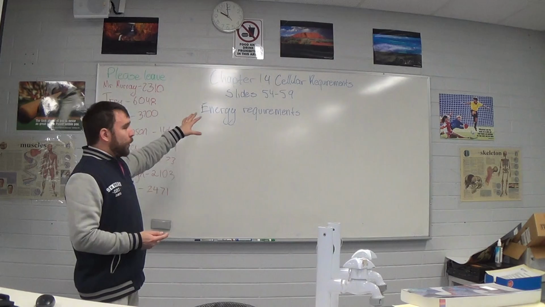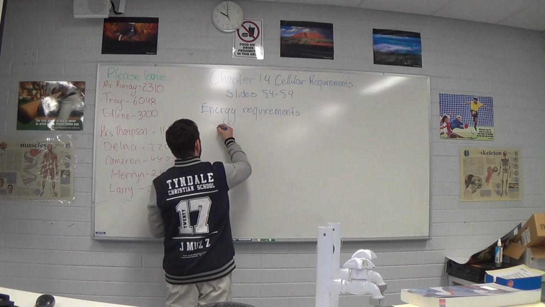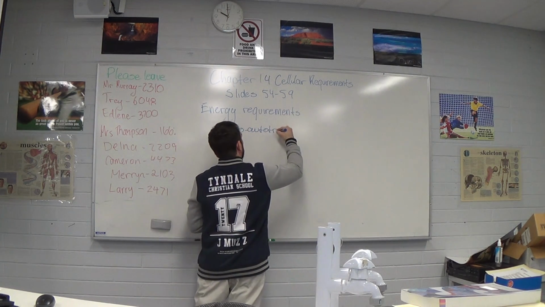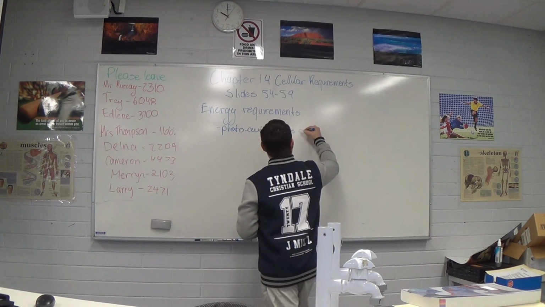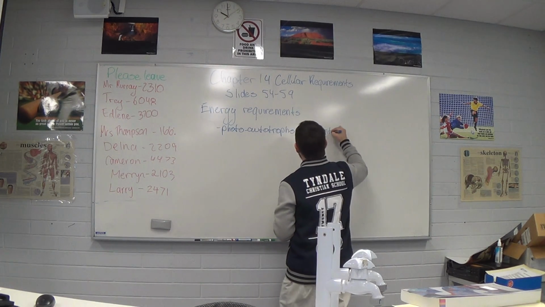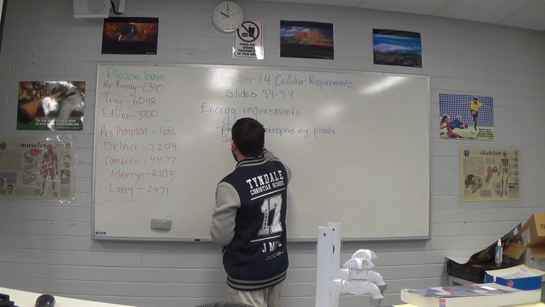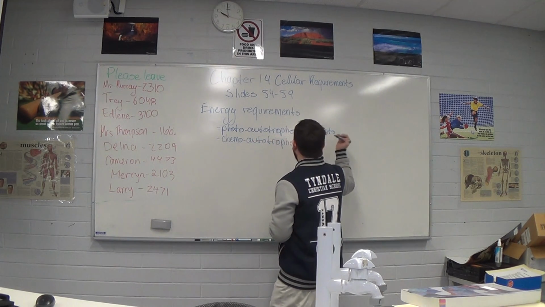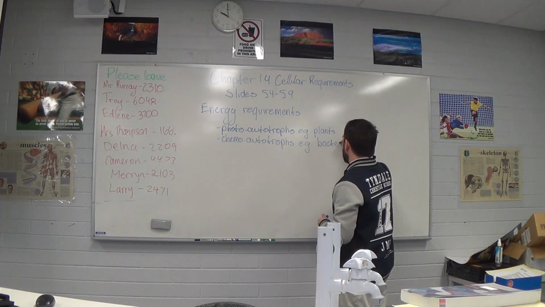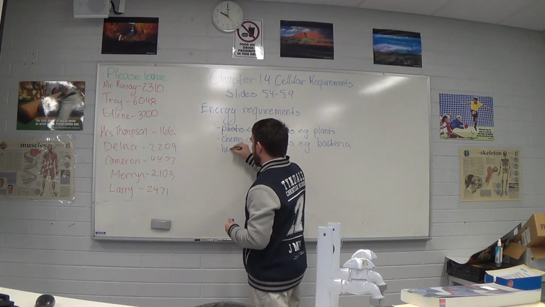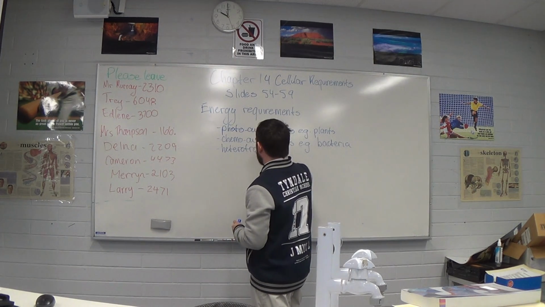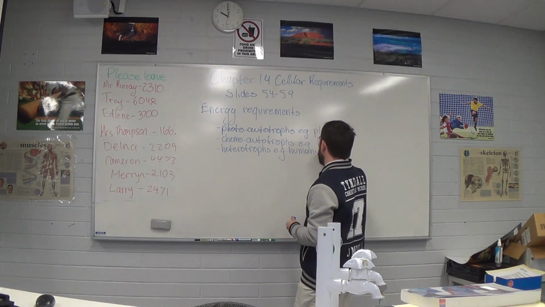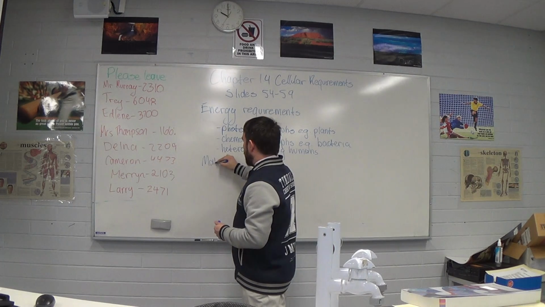So with our energy requirements, we can very quickly sum these up. These are our photoautotrophs, for example, plants. We have our chemoautotrophs, and for example we have some bacteria that are able to do that, and then lastly we have our heterotrophs, for example, us, humans.